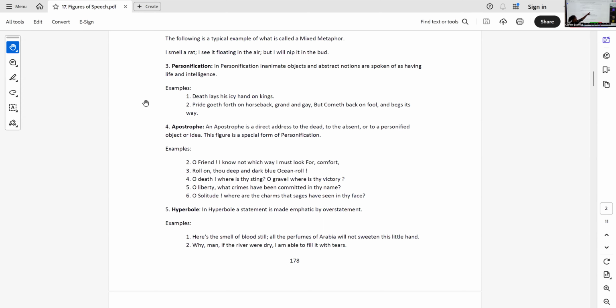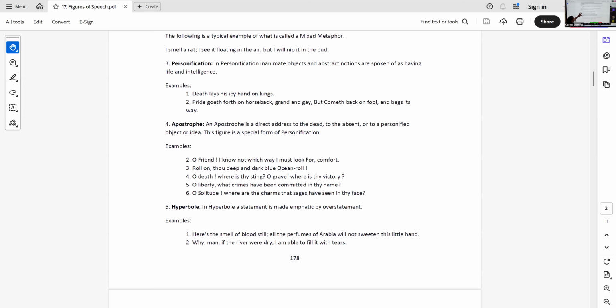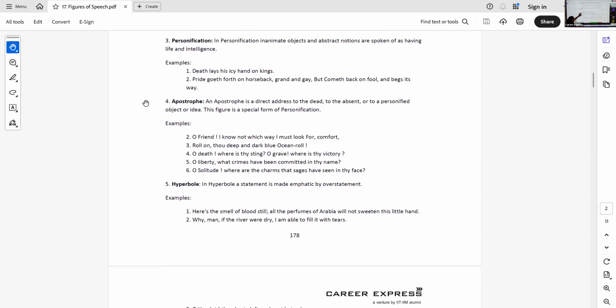Okay, it's a special form of personification. Oh friend, I know not which way I must look for comfort. I'm talking to the waves in the second one. Ocean roll. Roll on, ocean roll. Oh death, where is thy sting? So you're talking to death, you're talking to liberty, you're talking to solitude. Solitude is to stay alone.